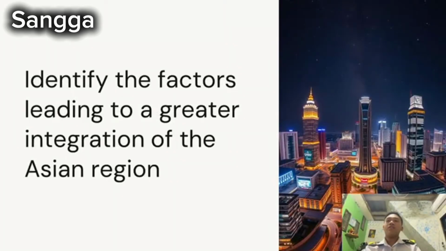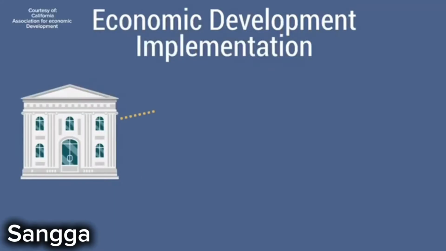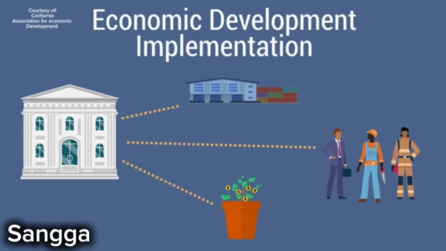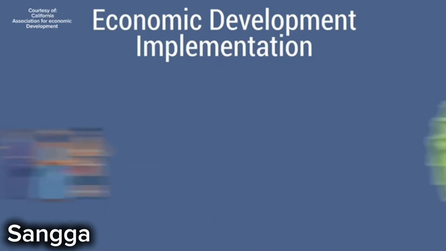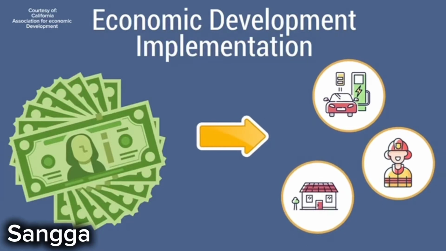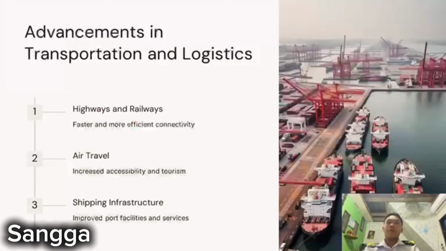Identify the factors leading to a greater integration of the Asian region. There are 7 factors leading to a greater integration of the Asian region. One is economic interdependence. Increased trade, stronger economic ties through trade, investment flows, capital and technology moving freely, supply chains, shared resources, and production lines.